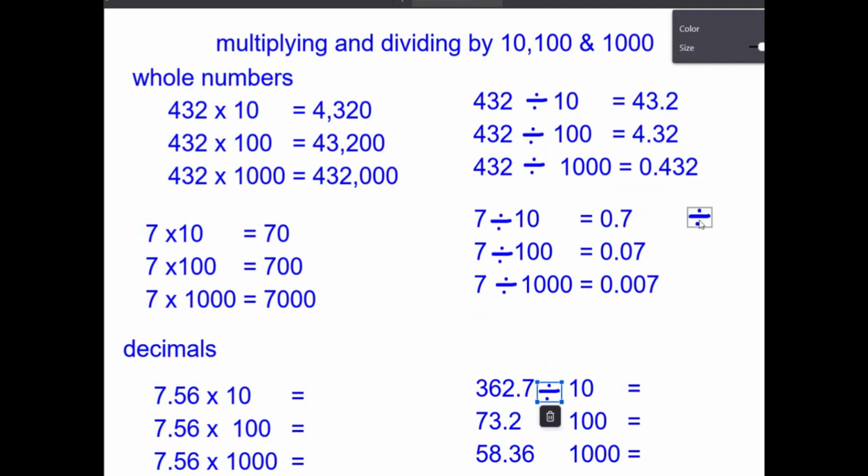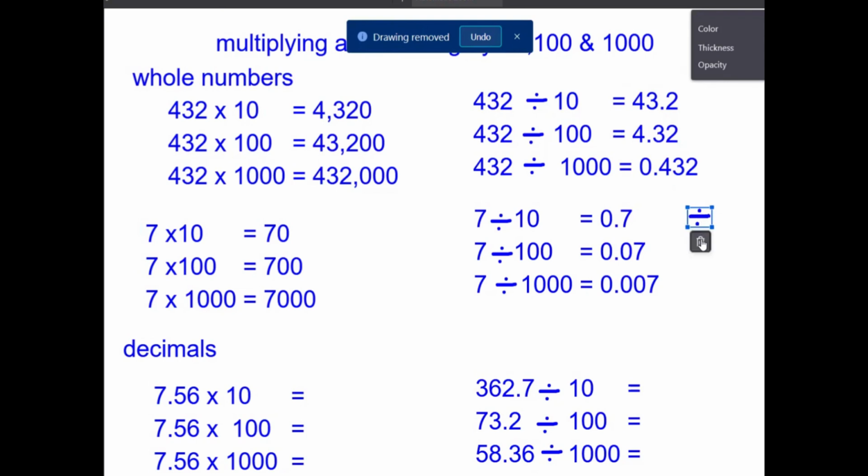And this is how dividing by 10, 100, and 1,000 works. All you need to do is put your decimal point according to the number of zeros of the 10 or the power of 10. When we say power of 10, we mean 100, 1,000, and so on.